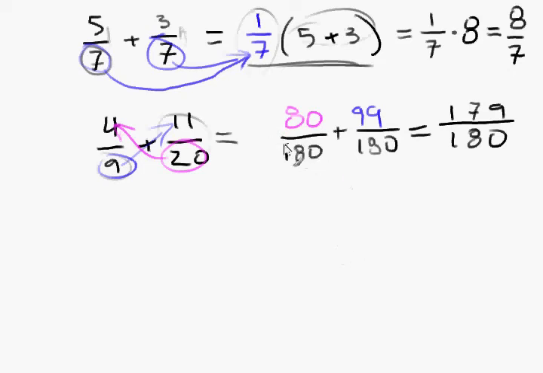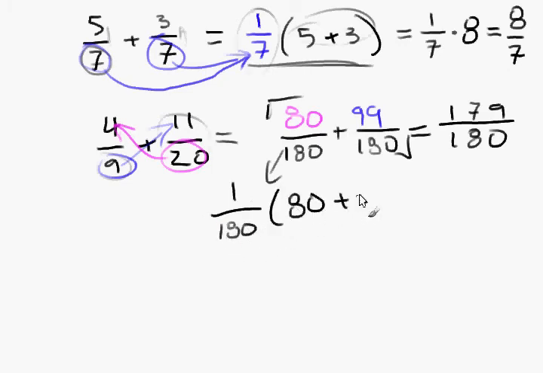And if we have this form, again, we can write this as 1 divided by 180 times 80 plus 99. That's why when we're adding fractions, we just add numerator to numerator and leave the denominator alone. It's a distribution thing, and that's kind of cool.